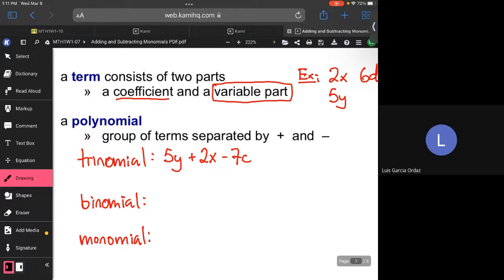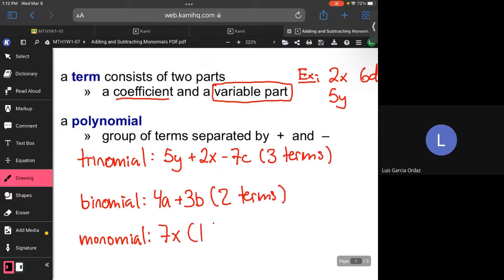What is a binomial? Someone give me an example. Maya. 4a plus 3b. Perfect. And someone give me an example of a monomial. It's one term. Yazin? 7x. Perfect. Remember, they're separated by addition and subtraction. So a trinomial has 3 terms, a binomial has 2 terms, and a monomial has 1 term.